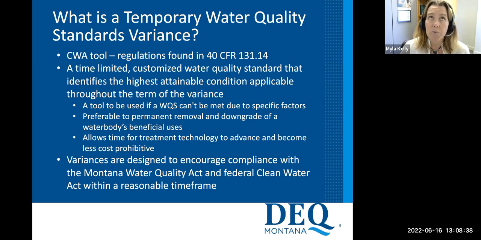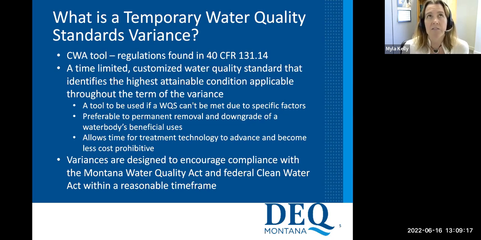But a variance is a tool to be used if the water quality standard can't be met due to specific factors. And those factors, again, are specified in the federal regulations, and I'll talk about what those factors are. But again, it's a time-limited tool that can be used if that standard is just not attainable, if it can't be met at this time due to a number of different factors that we'll talk about in a minute. Water quality standards variances are preferable to permanent removal and downgrade of a water body's beneficial uses.